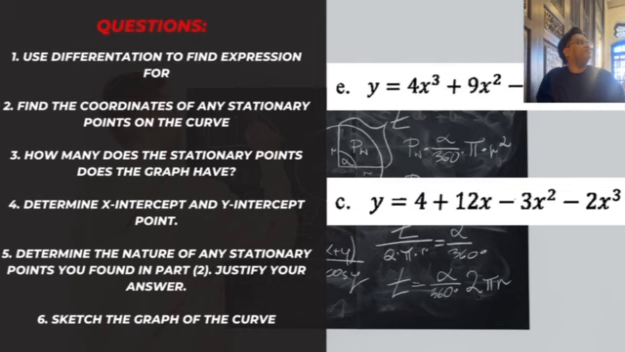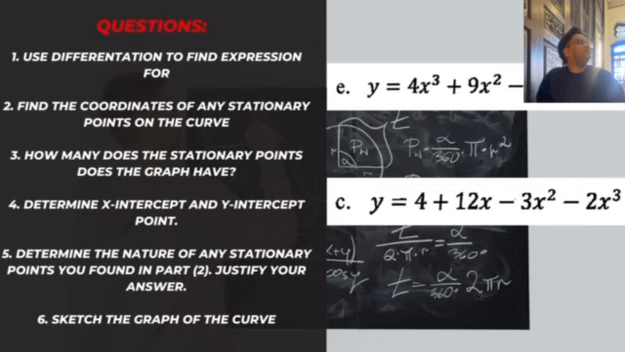Question 1. Use differentiation to find the expression for dy over dx. Number 2. Find the coordinates of any stationary points on the curve. Number 3. How many stationary points does the graph have? Number 4. Determine the x-intercept and y-intercept points. Number 5. Determine the nature of any stationary point you found in part 2. Justify your answer. Number 6. Sketch the graph of the curve.